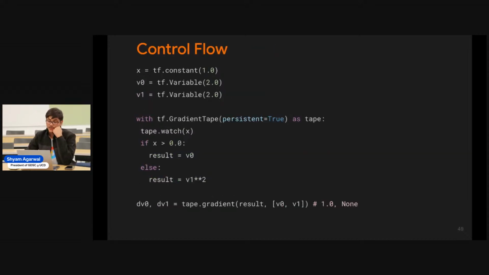Now let's talk about control flow. Control flow is no problem either. The gradient tape only records what computations actually took place, right? So the flow control is invisible to us. In this case, we have a simple branch.